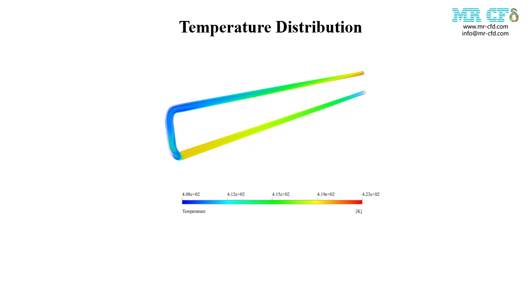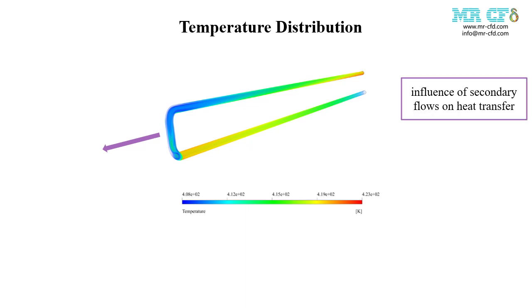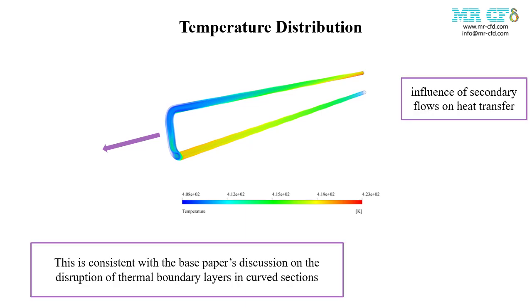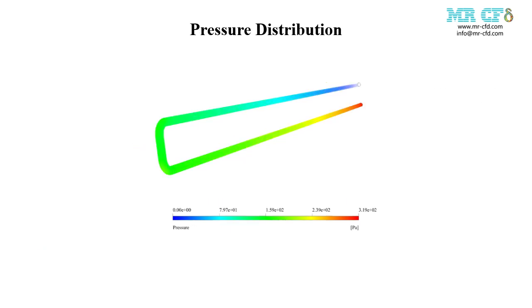Interestingly, there is a slight temperature variation across the pipe cross-section, particularly in the bend region, indicating the influence of secondary flows on heat transfer. This is consistent with the base paper's discussion on the disruption of thermal boundary layers in curved sections. Let's take a look at pressure distribution.